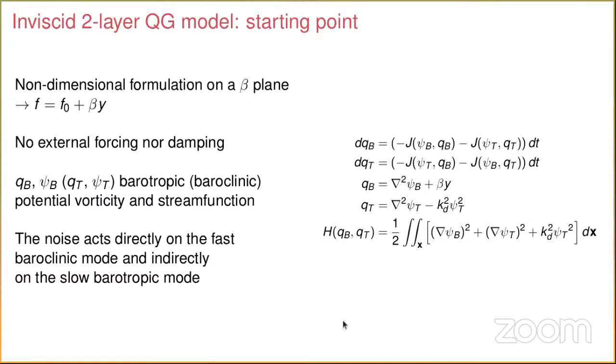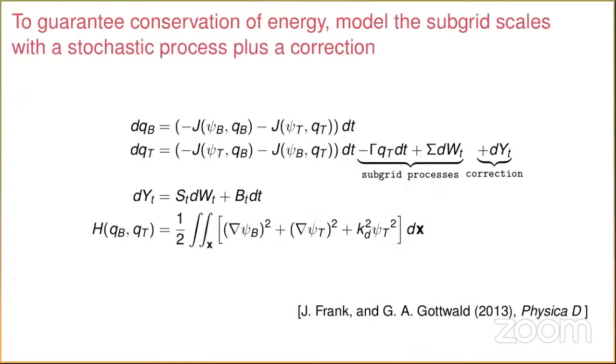For our stochastic modeling assumption, we assume that the barotropic mode is slower with respect to the baroclinic mode. And we assume also that the noise acts directly on the fast baroclinic mode and only indirectly, thanks to the coupling between barotropic and baroclinic modes, also on the barotropic mode. How does this translate into equations?